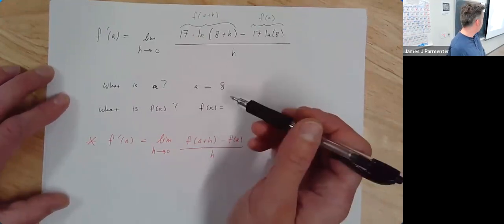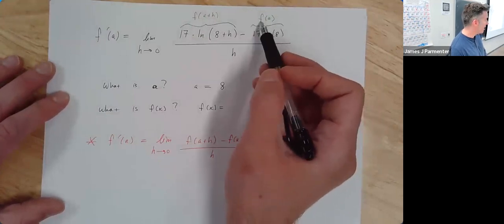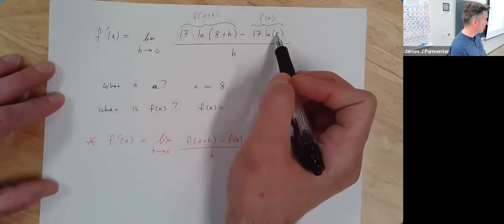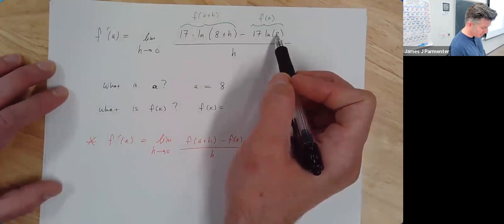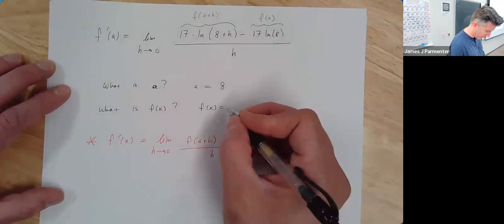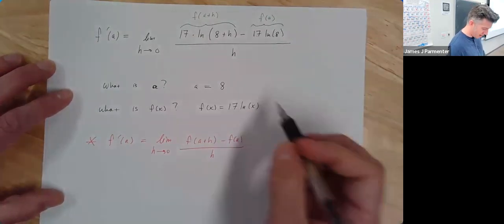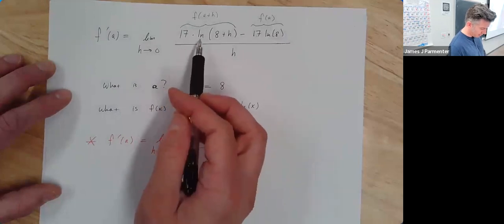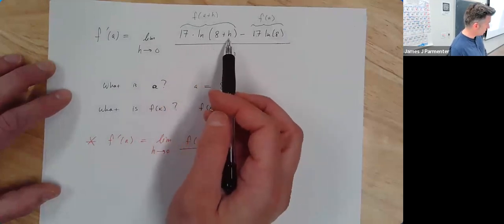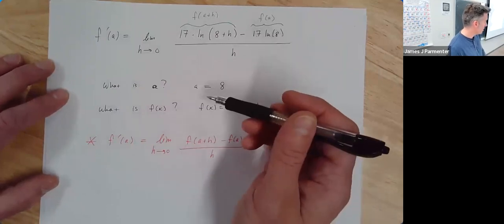So I would personally focus right here. I'm like, well, that's f of a. I plugged in 8 to this function. The function I plugged it into was 17 natural log of x. So my function here has to be 17 natural log of x. And you can see, here I'm getting 17 natural log of a plus h, and here I'm getting 17 natural log of a. So that's definitely my function.